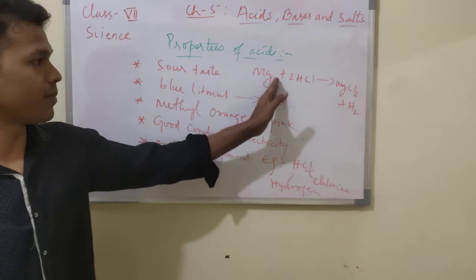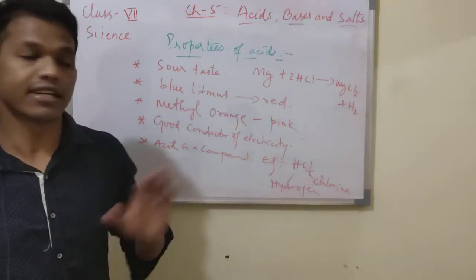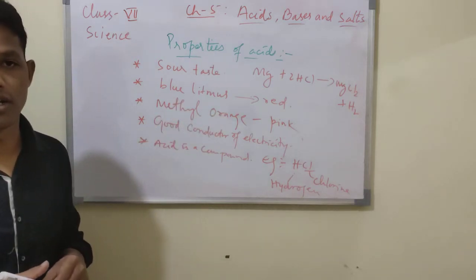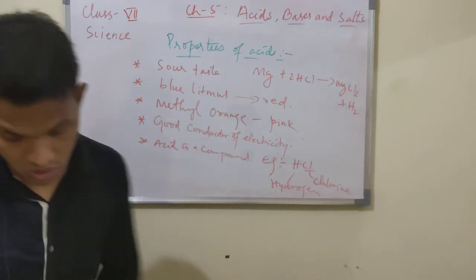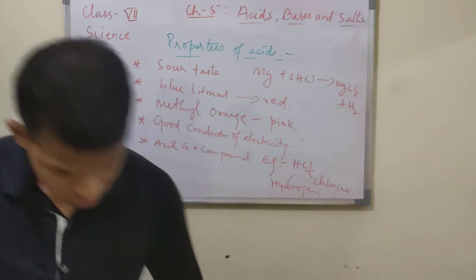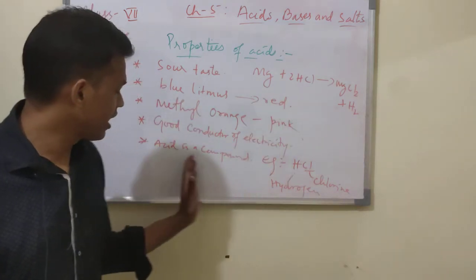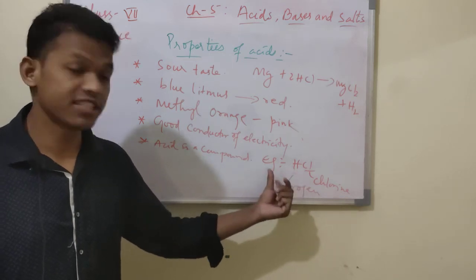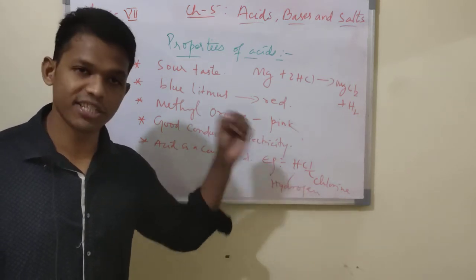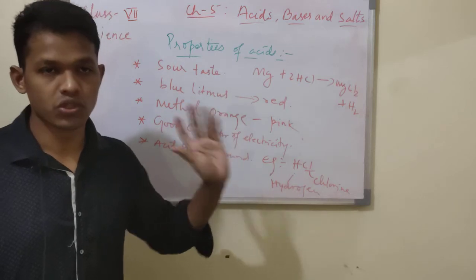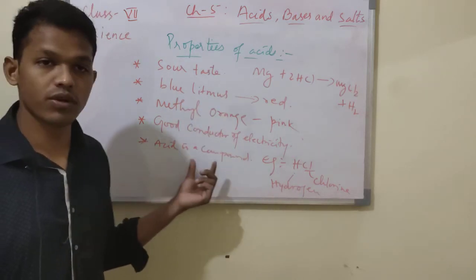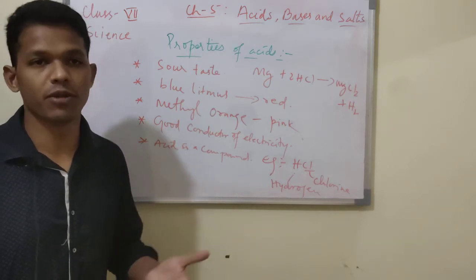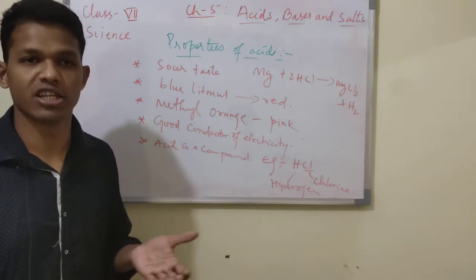When you add it to water, what happens? Hydrogen and chlorine are separated, and water is separated into oxygen also. Here acid is a compound. Always the hydrogen element is present in acid. We already talked about acid being readily soluble: it will dissolve in water easily.